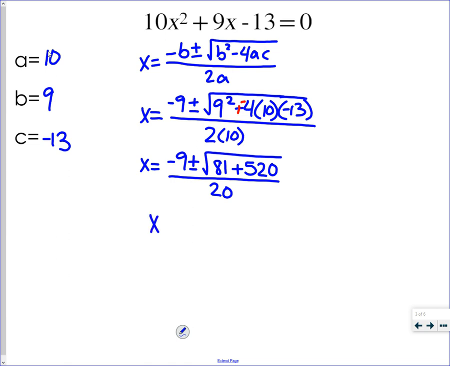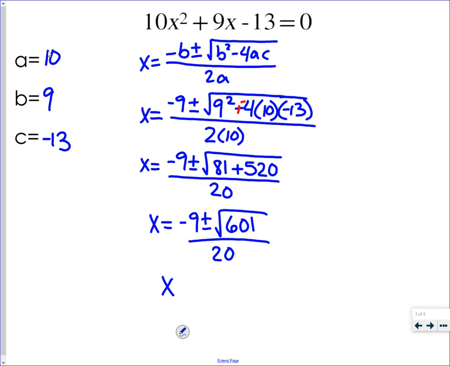When you add the 81, I'm going to get 601, which is not a perfect square. So the square root of 601 is going to be 24.515, and it keeps on going. So 2 decimal places would be 24.52.